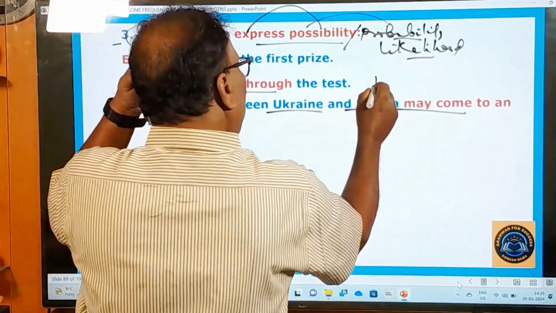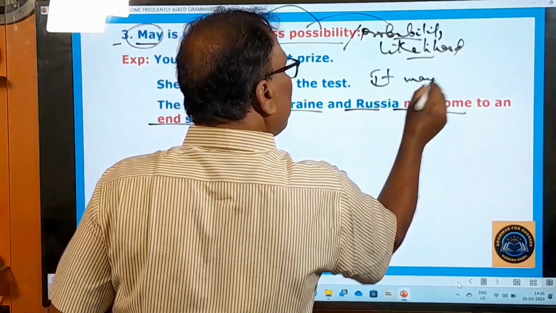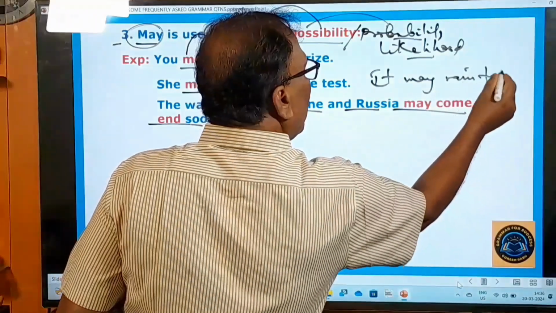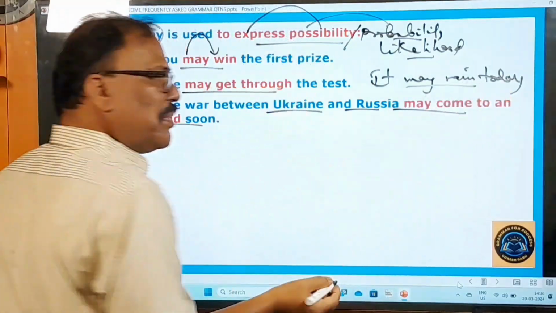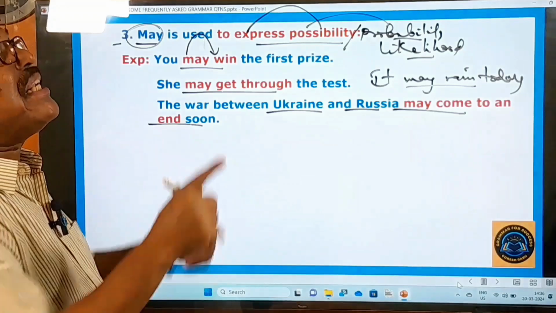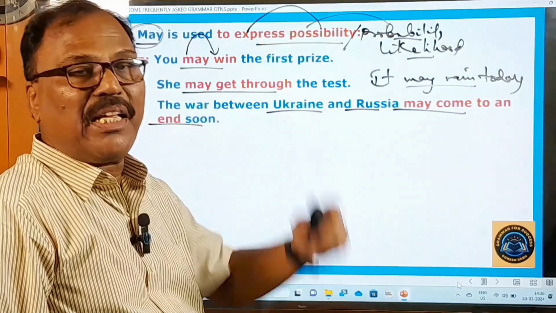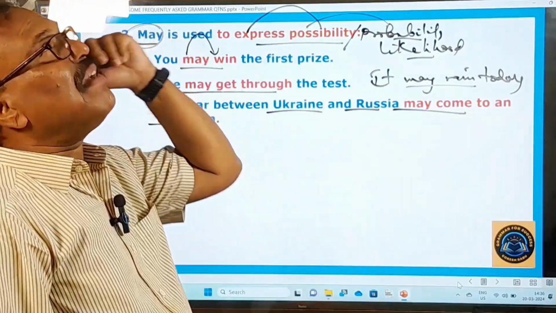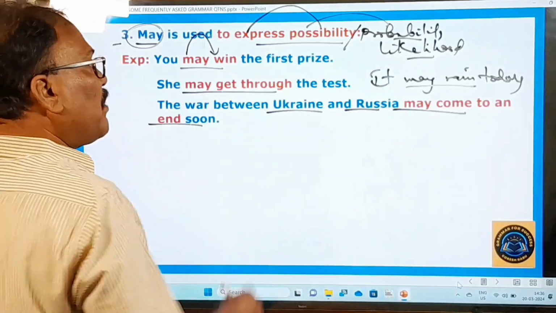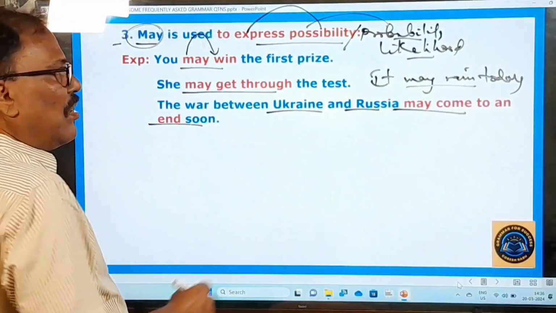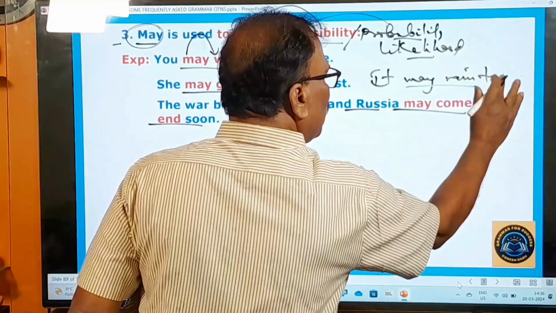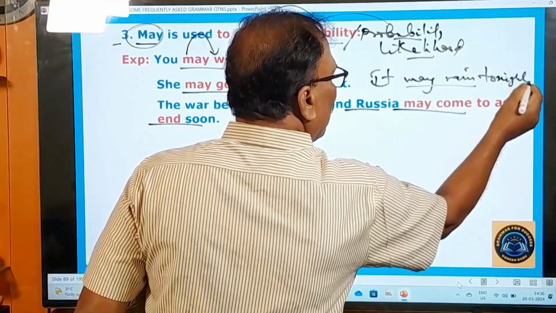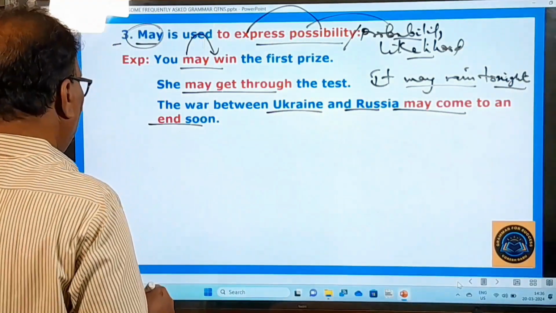Okay, you can also say it may rain tonight. It may rain or it may not rain, but there is a possibility of raining. There is a probability of raining. There is every likelihood of raining, and that's why it may rain today, or tonight. You can say tonight. Whatever it is, right? Now you go to the next one.